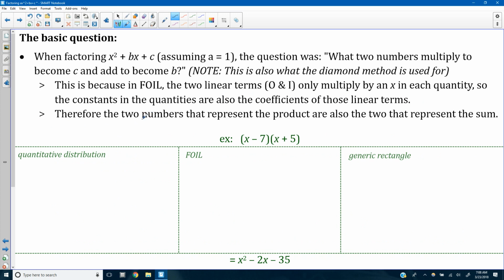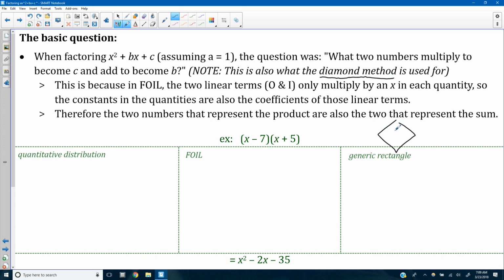Okay, so to really get into factoring, instead of talking about ax squared plus bx plus c, first let's talk about the basic question involved when factoring x squared plus bx plus c, when your a value is 1 here. The question is, when factoring this way, what two numbers multiply to become c and add to become b? So what two numbers multiply to become your constant term and add to become your linear coefficient? And this is also what the diamond method is used for. If you use that visual aid, that's the question that you're asking yourself.